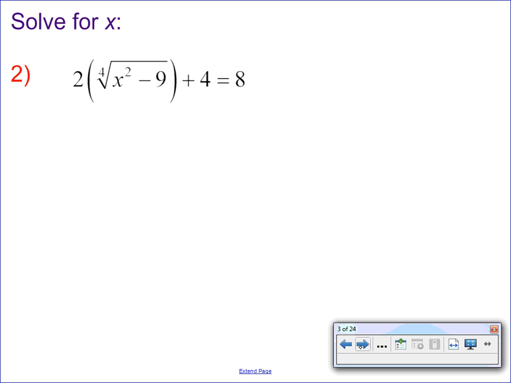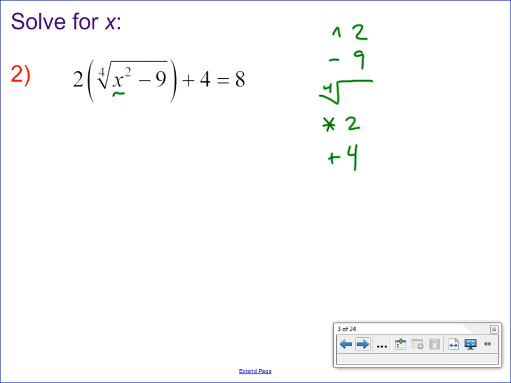Our second, we try to throw all kinds of inverse operations. So again, let's go ahead and do our forward steps. If we were to plug in a variable value for x and evaluate the expression on the left-hand side, the first thing we would do is square it. Then we would subtract 9. Then we take the 4th root. Then we multiply by 2. Lastly, we add by 4.